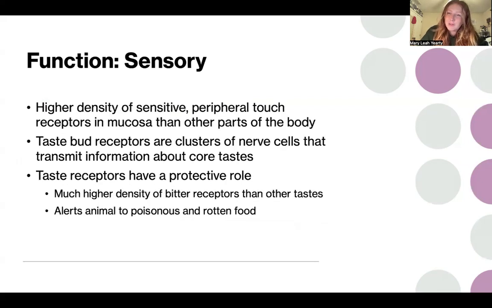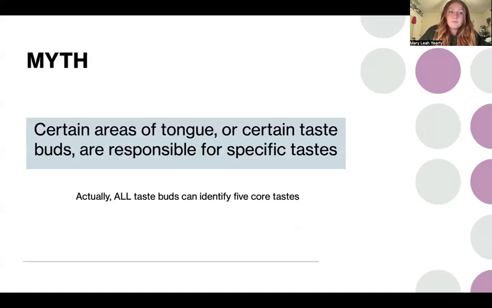And then another function we're familiar with is the sensory function of the tongue. There is a higher density of sensitive peripheral touch receptors in the mucosa of the tongue than other parts of the body. These taste bud receptors are clusters of nerve cells that transmit information about those five core tastes. And the taste receptors actually also have a protective role. There is a much higher density of bitter receptors than other tastes, and this is to alert an animal about poisonous or rotten food that could be toxic to them. So I think it's interesting that the tongue has this, and taste have this protective role as a sense.